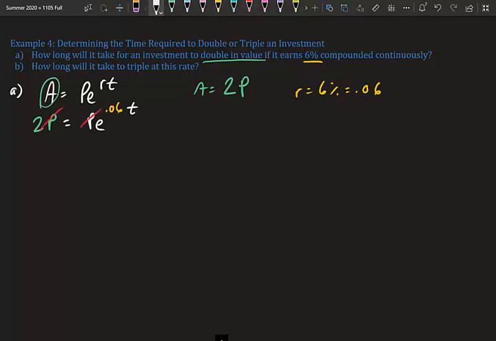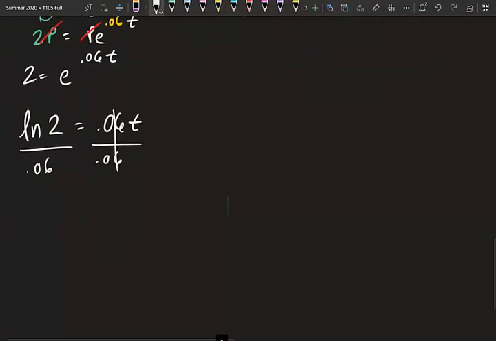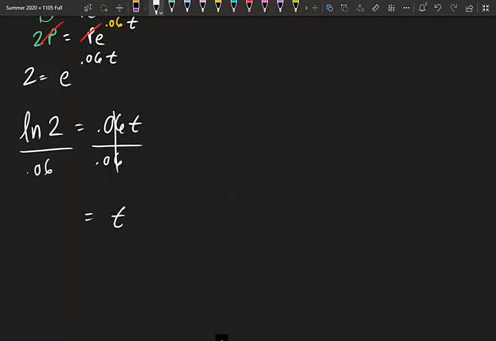Do you notice how we have P's and no plus or minus? So they cancel. So we have 2 equals e to the power of 0.06t. Now, if I have an e with an exponent, I need to switch this to a logarithm. So I need to switch this to a natural logarithm. So we have ln 2 equals 0.06t. We divide by 0.06, and we get t is approximately 11.55.